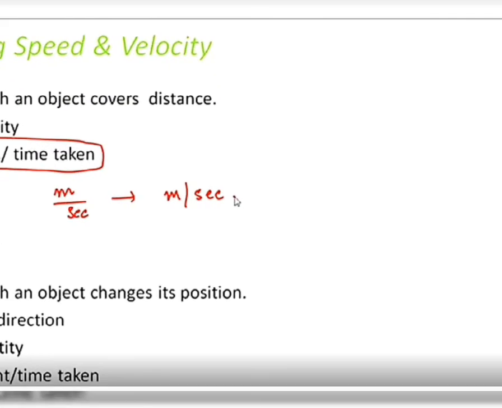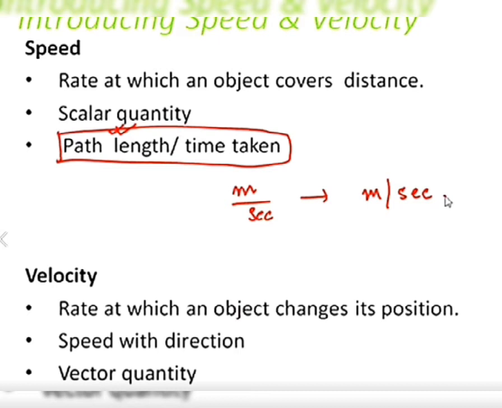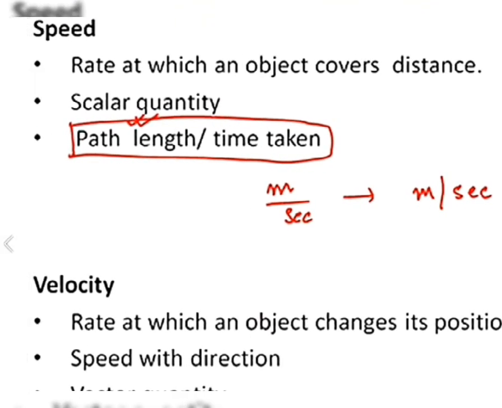Now let's move to velocity. What is velocity? It's again the rate at which an object changes its position, same as speed. Now velocity is a vector quantity. It's nothing but speed with direction. Since it's a vector quantity, it's dependent on the vector quantity displacement. So velocity is equal to displacement divided by time taken. You can also see velocity as speed with direction, because it's similar to speed, but there is a direction involved in velocity.